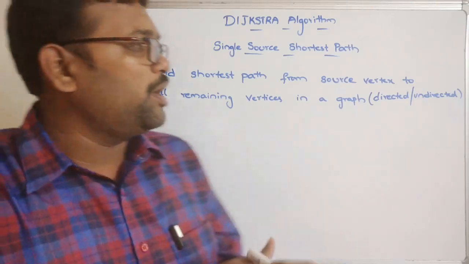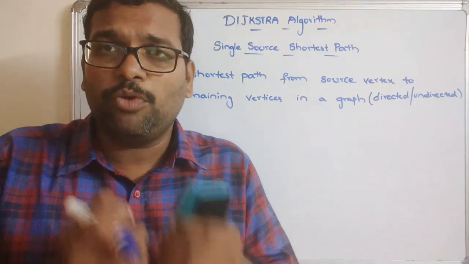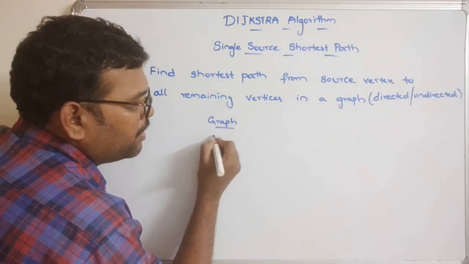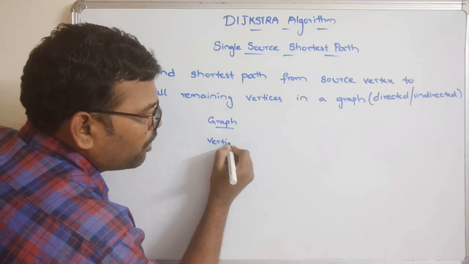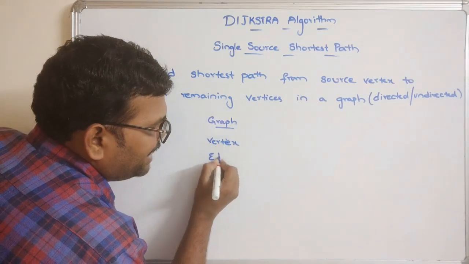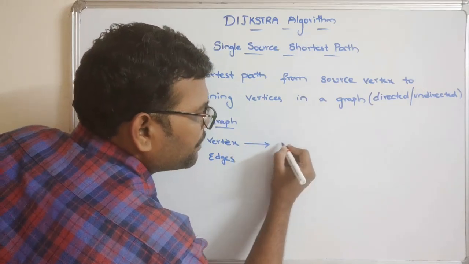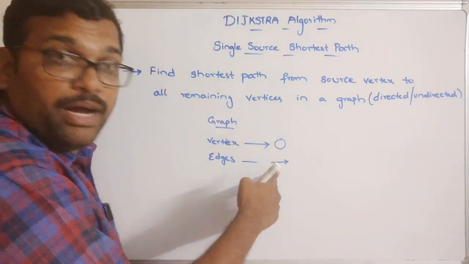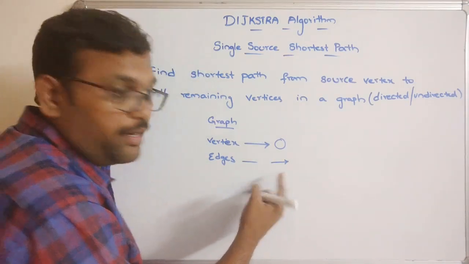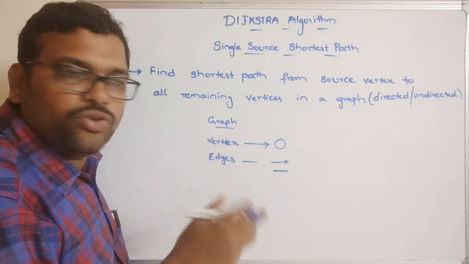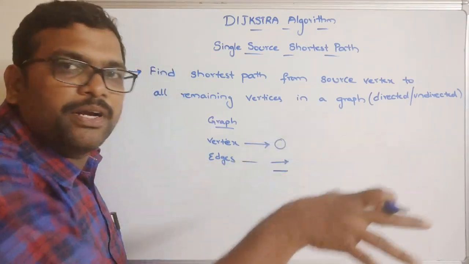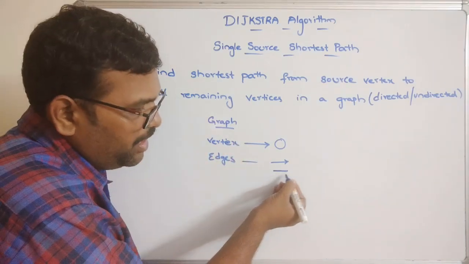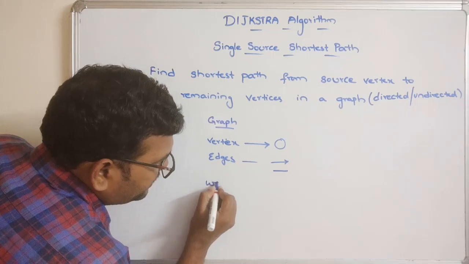Before going to this one, let's have a small introduction about graphs. Graphs have vertices or vertex and edges. Vertices are represented as a circle and edges are represented with arrow marks. So this is directed and this is undirected. If you are directing towards some particular vertex, that will be represented with this arrow, and if you are not directing, it will be like this. And weights.